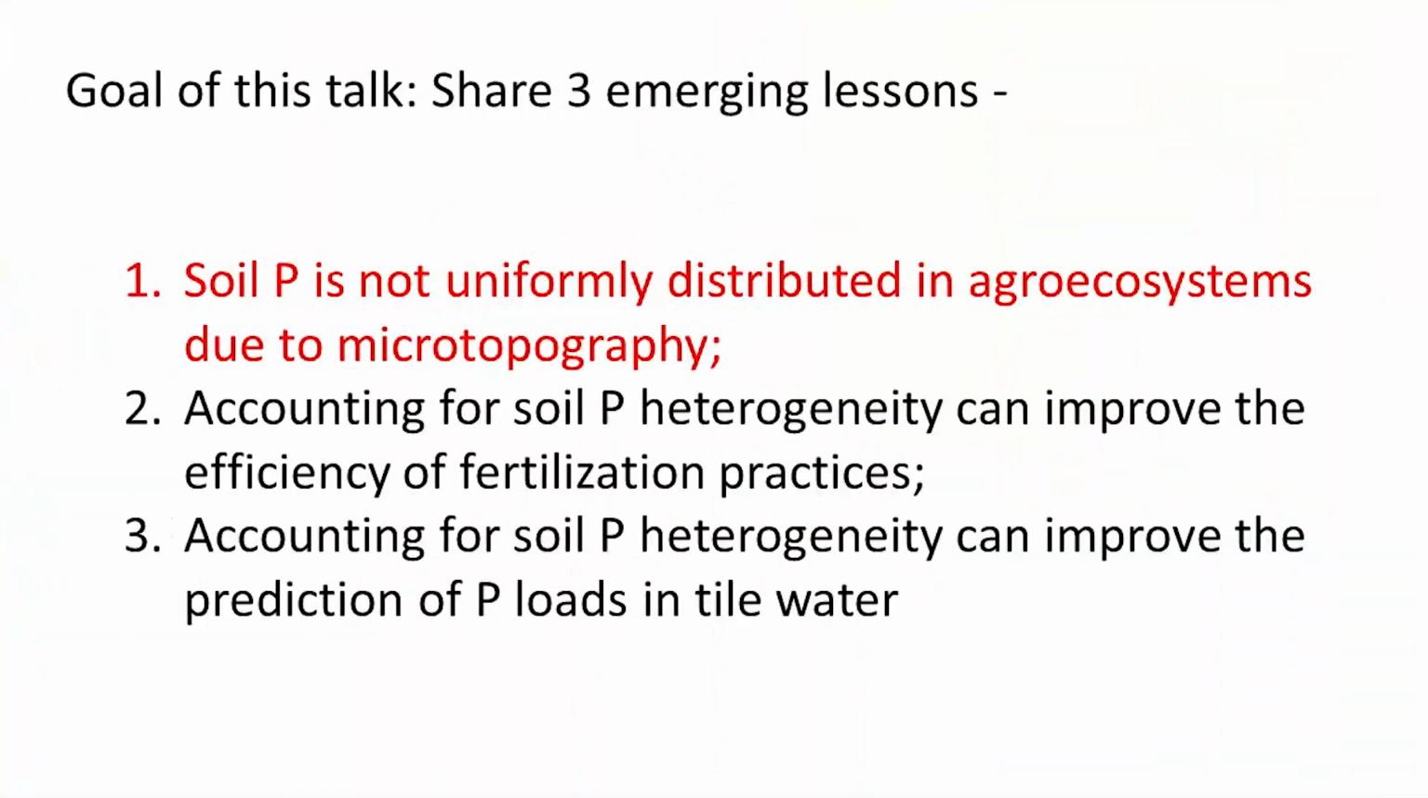Okay. So that really brings us to the first lesson. I said I'm going to keep coming back to these. And that is just that soil P is not uniformly distributed in agroecosystems as a result of microtopography. And, importantly, depressions appear to be these sinks or hotspots for soil P.